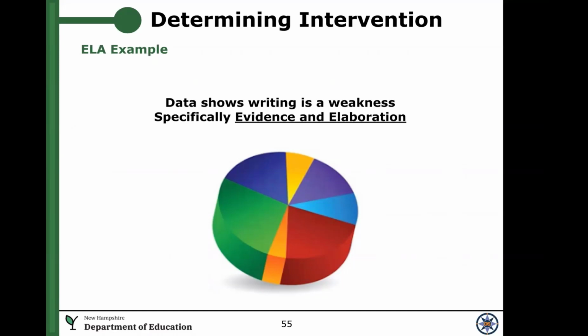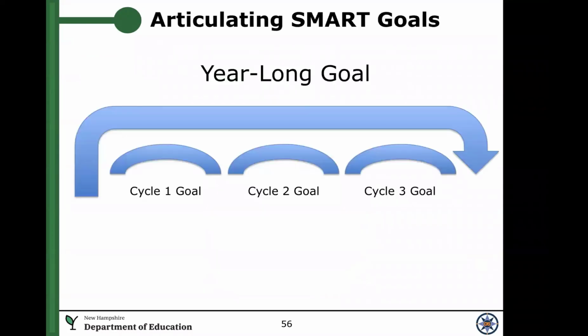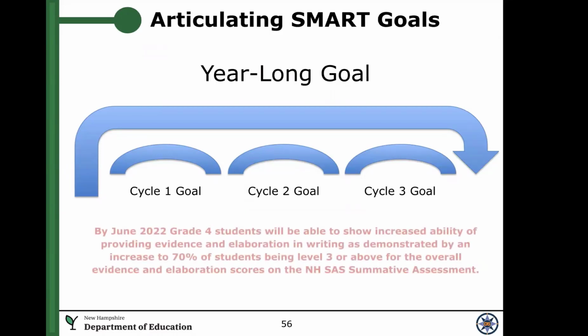But for my ELA example, I'm looking at whatever historical data, and I've deemed that writing is an area of weakness for us, specifically evidence and elaboration. So if that is going to be my focus for the year, I'm going to create a year-long SMART goal out of that. And so this would be my year-long SMART goal, right?